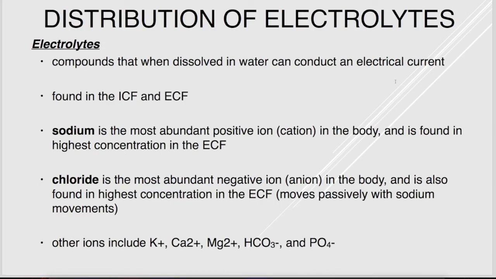Okay, so then we talked about electrolytes, basically things that when you dissolve them in water, they conduct electricity. Sodium is the most abundant cation in the body, and of course we find this in high concentration in the extracellular fluid outside of the cell. Chloride is also found in highest concentration outside of the cell, and it's the most abundant negative ion, or anion, and that's because it just moves passively with sodium.